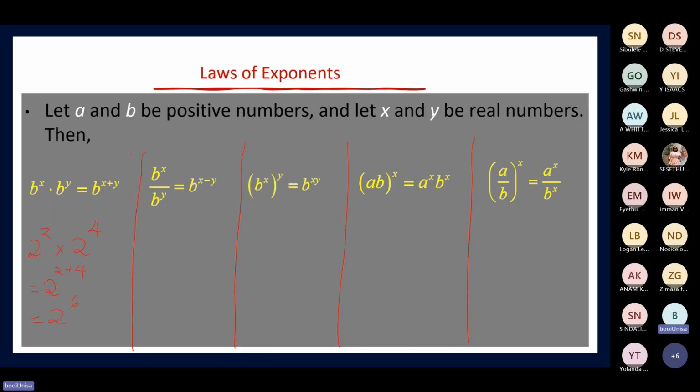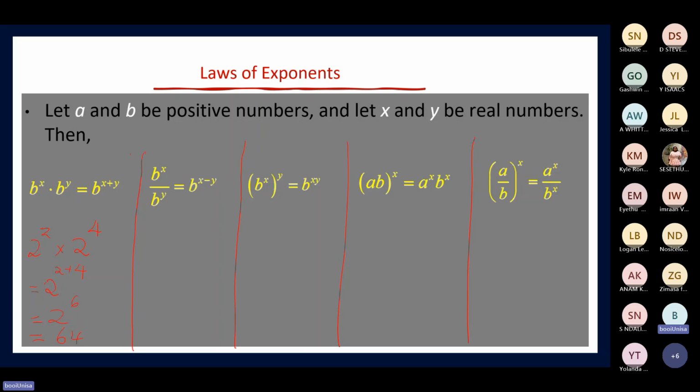So 2 to the power of 6 is an exponent. So we need to resolve it to the lowest form, which is equal to 64, because it's 2 times 2 times 2 times 2 times 2 times 2. 2 times itself 6 times, which equals 64.